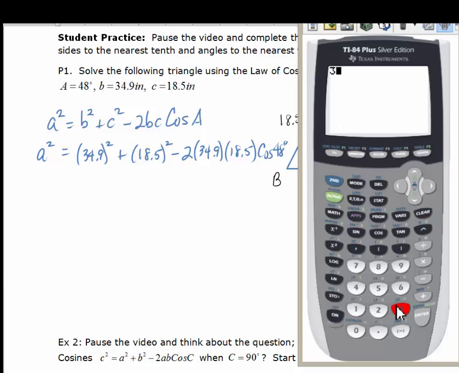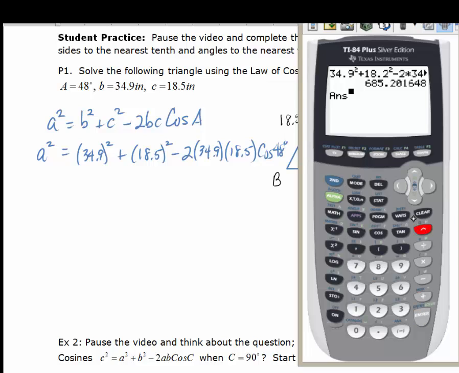We're going to enter this in our calculator. 34.9 squared plus 18.5 squared minus 2 times 34.9 times 18.5 times the cosine of 48 degrees. Close them. That's equal to a squared. I feel no need to write that number down because I want to keep as many digits in the calculator as I can so I don't have any rounding error. We shouldn't round until we actually find the value we want.